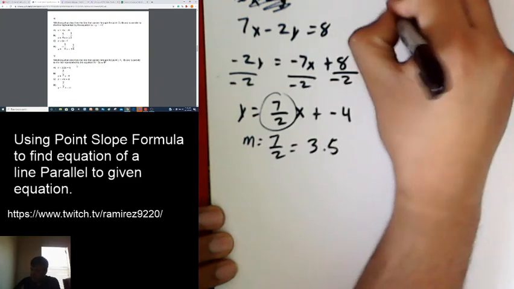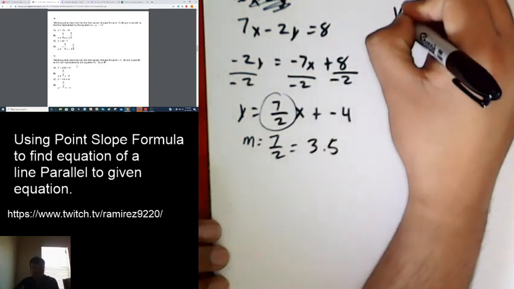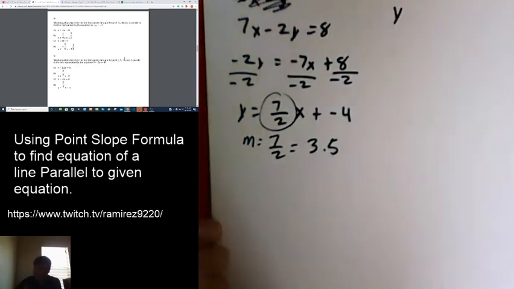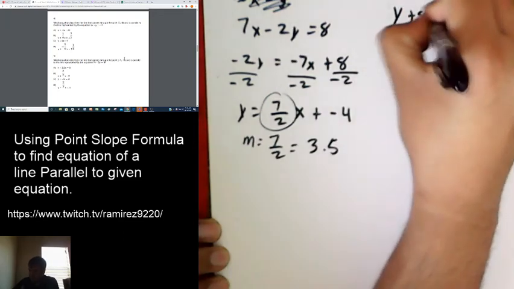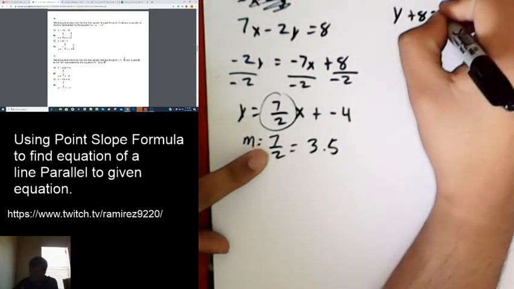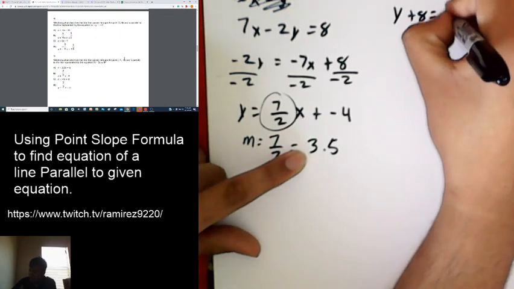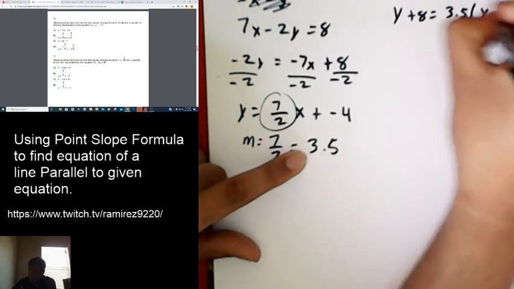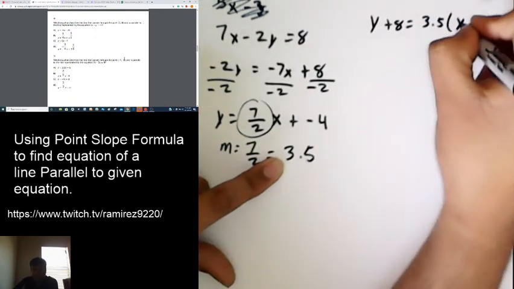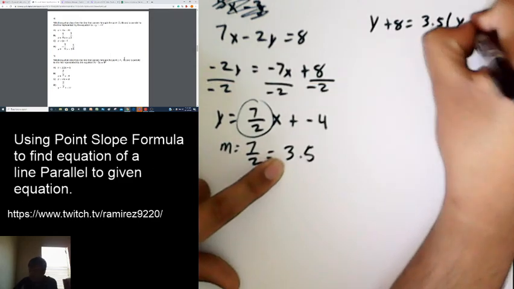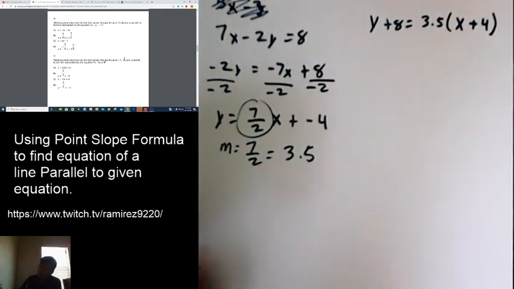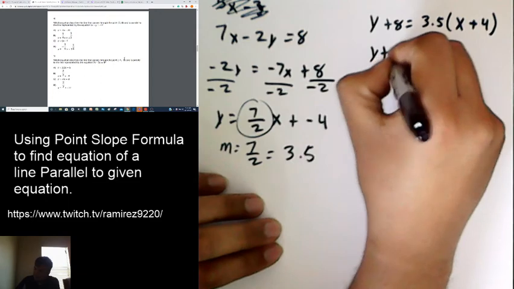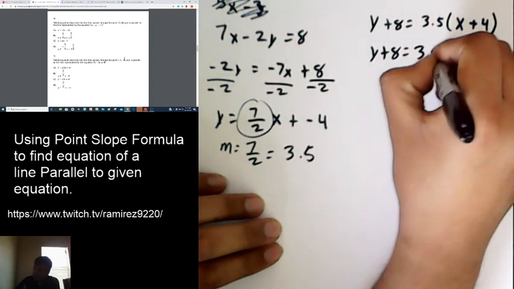So again, y minus y1. According to our point, y1 is negative 8, so I'm going to put plus 8. Okay, my slope was this 7 over 2. I'm just going to use the 3.5. x minus negative 4, so plus 4. So this becomes y plus 8 is equal to 3.5x.